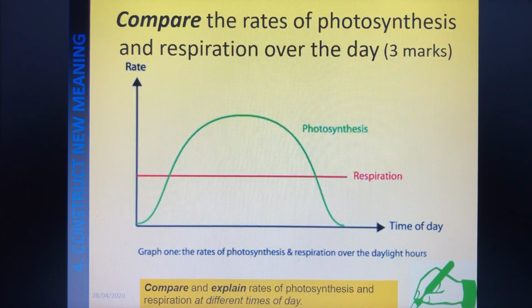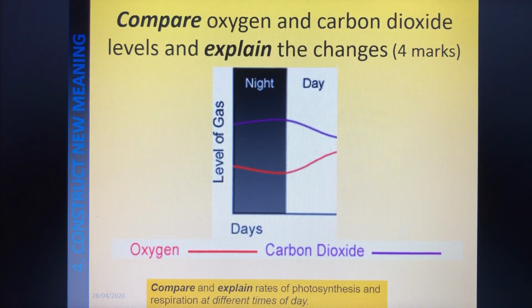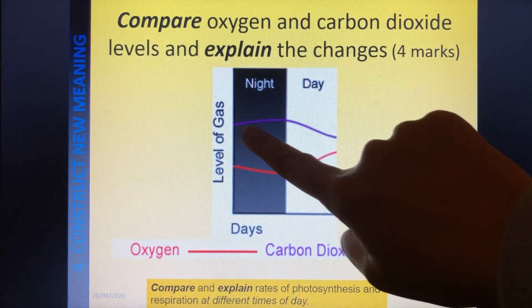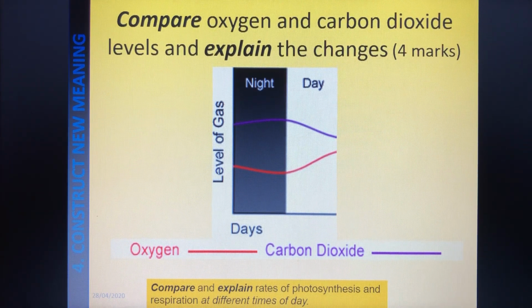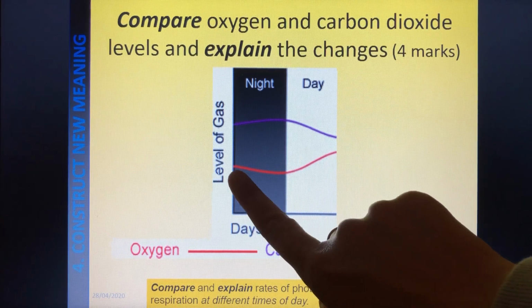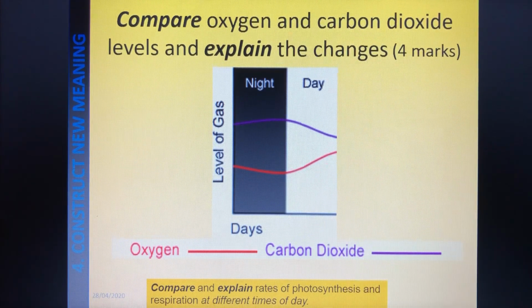Okay, so now let's have a look at that second part. Okay, so at night time, there is a relatively higher rate of respiration, and respiration releases carbon dioxide, so we see that slight increase in carbon dioxide at night. Respiration uses up oxygen, so we see that decline, the decrease in oxygen at night.